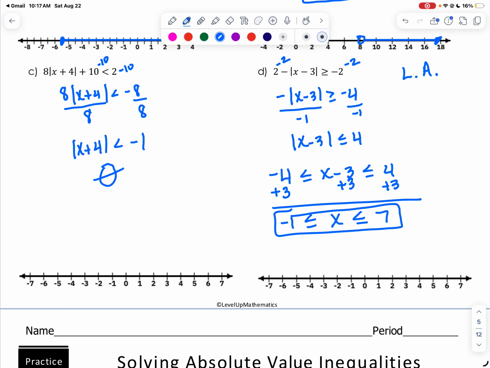So to plot our solution on our number line, I would put a filled in circle at negative 1, a filled in circle for 7, and for AND inequalities, we shade in between the two numbers. And that concludes today's lesson, Solving Absolute Value Inequalities.